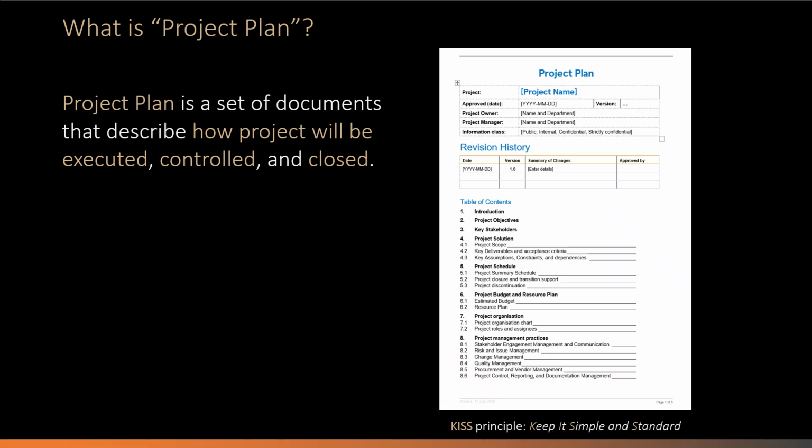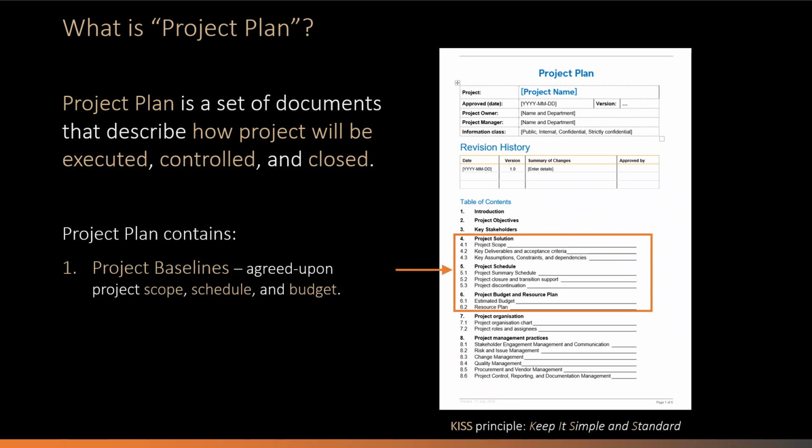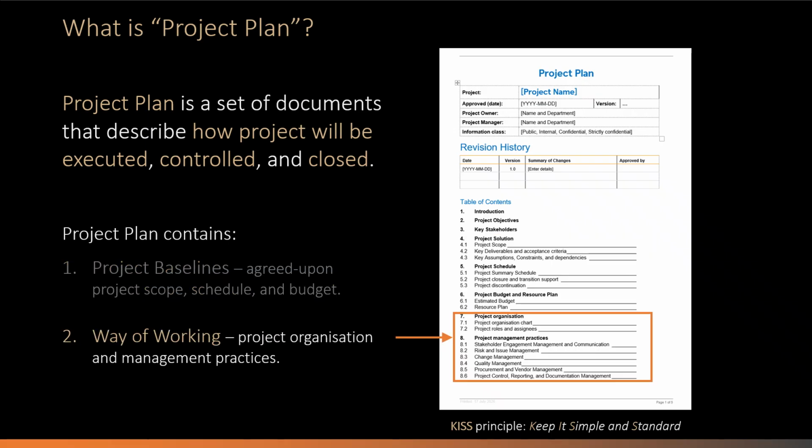The project plan contains two main parts. Project baseline. This defines the agreed upon targets for scope, schedule, and cost. They serve as reference points against which project performance will be measured and controlled. And the second part is project ways of working.